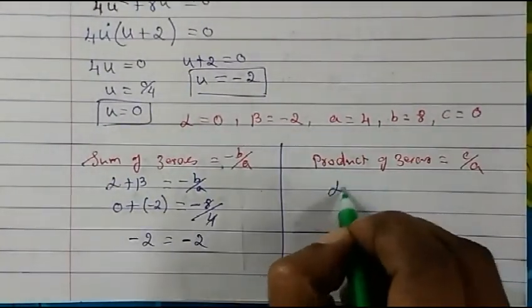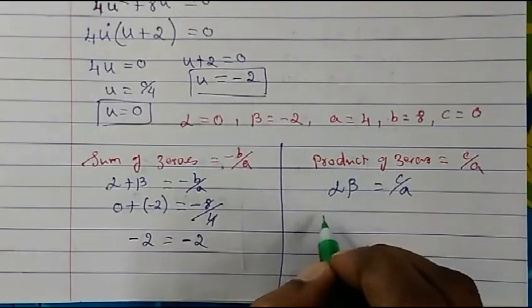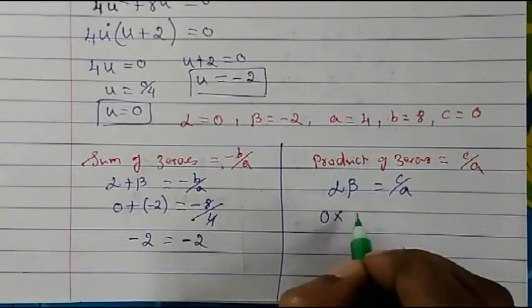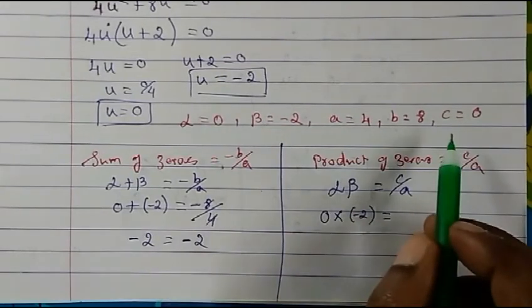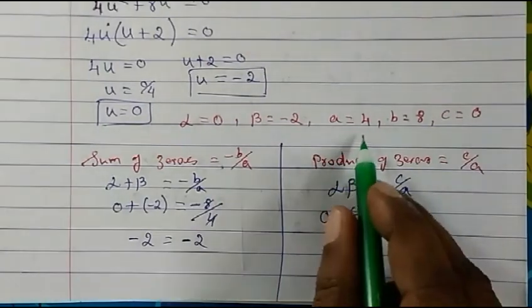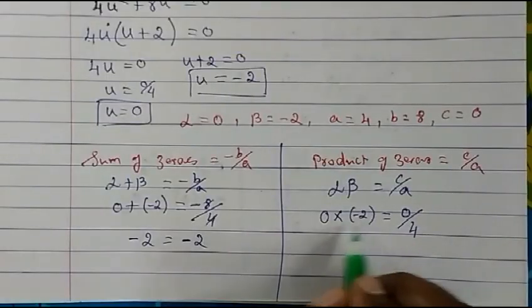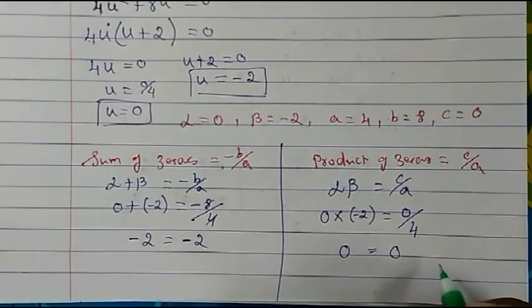So here product of the zeros is alpha into beta equal to C upon A. So alpha is what? 0 into beta is minus 2. And then C is 0. A is 4. So now 0 into minus 2 will give us 0. 0 upon 4 also will give us 0.